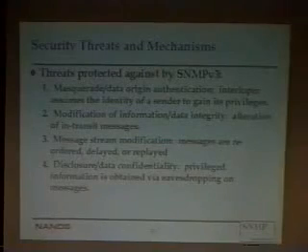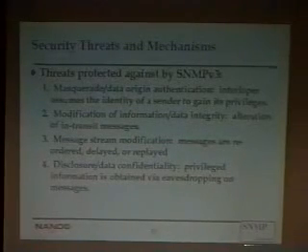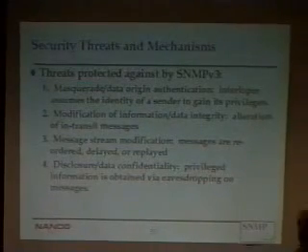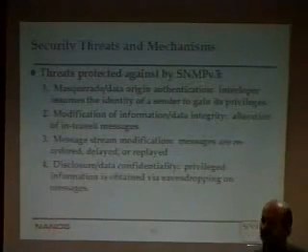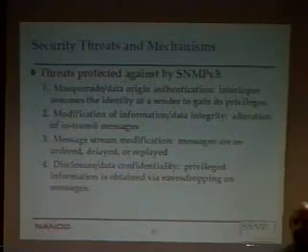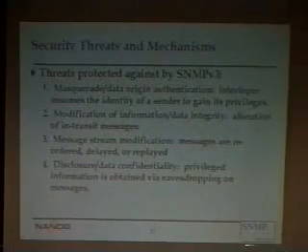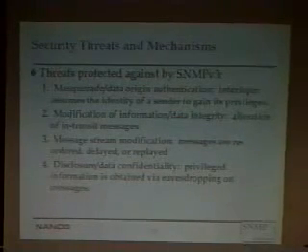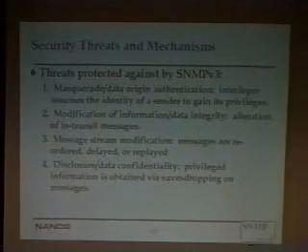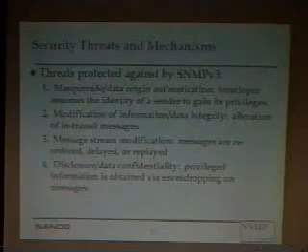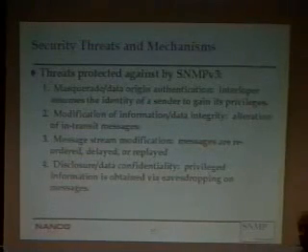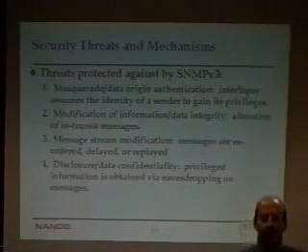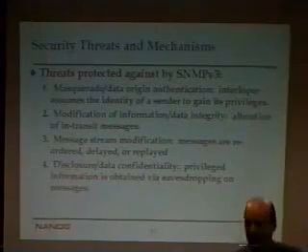So let's look at the security threats and mechanisms that are addressed by SNMP version 3. There are four threats. The first three are in the area of authentication, and the fourth threat is in the area of privacy. The first threat is that of masquerade. And to defend against the masquerade threat, we need data origin authentication. In the masquerade threat, traffic between a manager and an agent is perhaps watched, like someone eavesdrops on a community string, and then they see how the manager communicates with the agent.